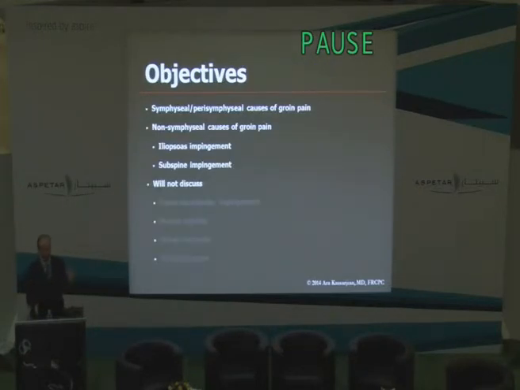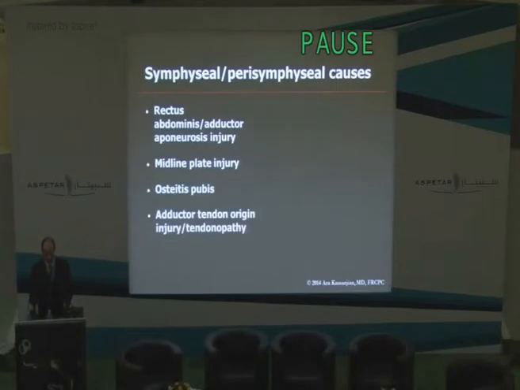And the objectives for me today are to talk about symphyseal and perisymphyseal causes of groin pain, and then a couple of non-symphyseal causes, specifically iliopsoas and subspine impingement, which is related to the rectus femoris, as we'll see, because those are two of the other very common causes of groin pain that were mentioned yesterday. I'm not going to discuss FAI. We're going to have a whole session on that later. I'm not going to specifically talk about muscle injuries or stress fractures or snapping psoas because I think we're going to have some ultrasound talks on those as well.